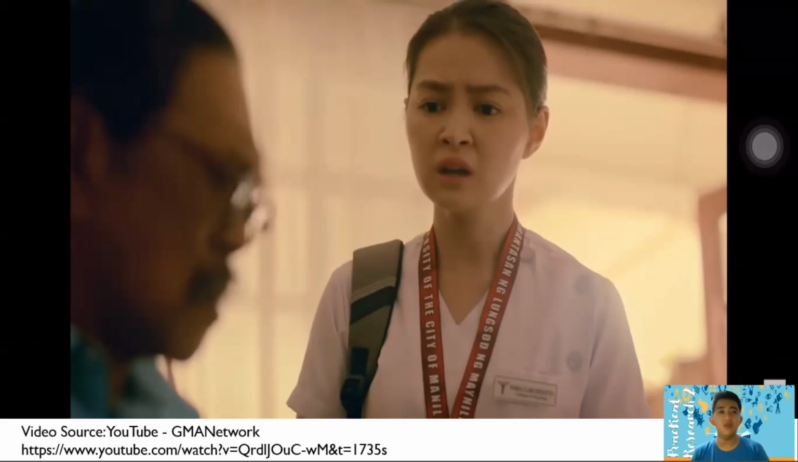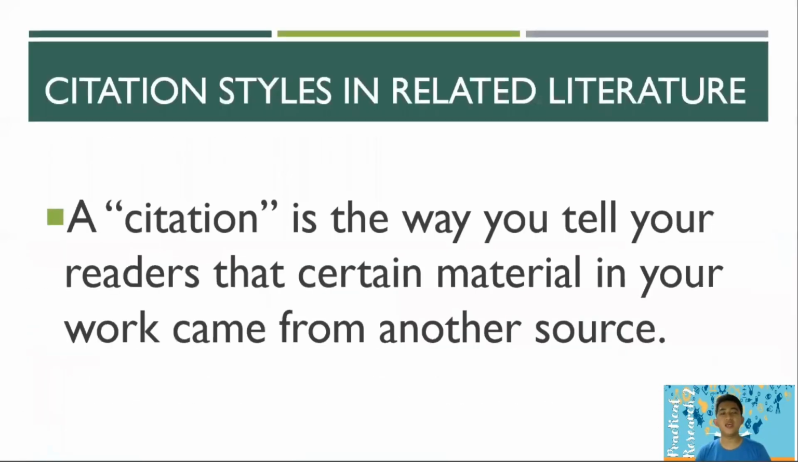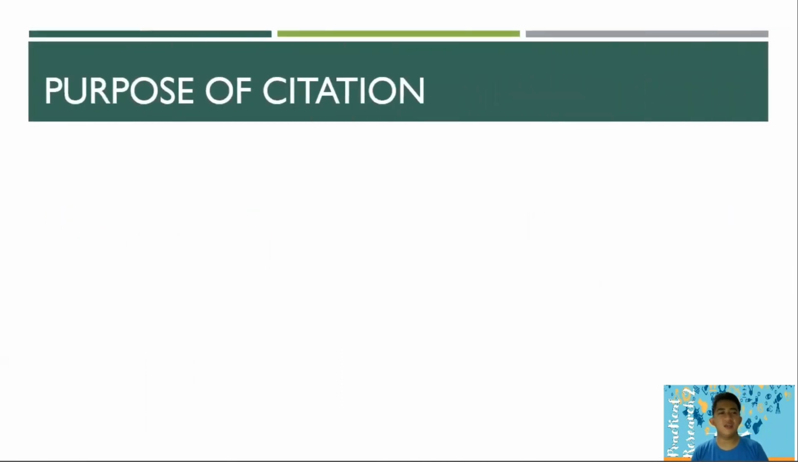So the thing that we need to do is to come up with citation. So there are citation styles in the review of related literature. So what's a citation? A citation is the way you tell your readers that certain material in your work came from other sources. Ika nga, ito'y sarili mong gawa, pero ang laman, ang mga impormasyon na ating mababasa ay nanggaling sa ibang may akda.